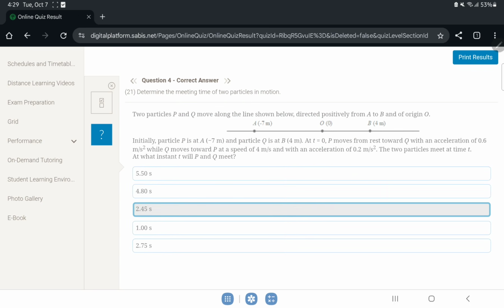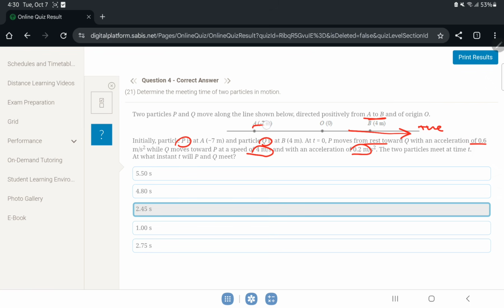For this question, they gave us two particles, P and Q, and they gave us the givens that P is from rest, has this acceleration, Q starts with an initial velocity and with this acceleration. They want us to find the time instant in which the two particles meet. When the two particles meet, that means that their position is equal. Now, the direction of motion is directed to the right like this. So it's positive here because they specified in the question A to B is positive.